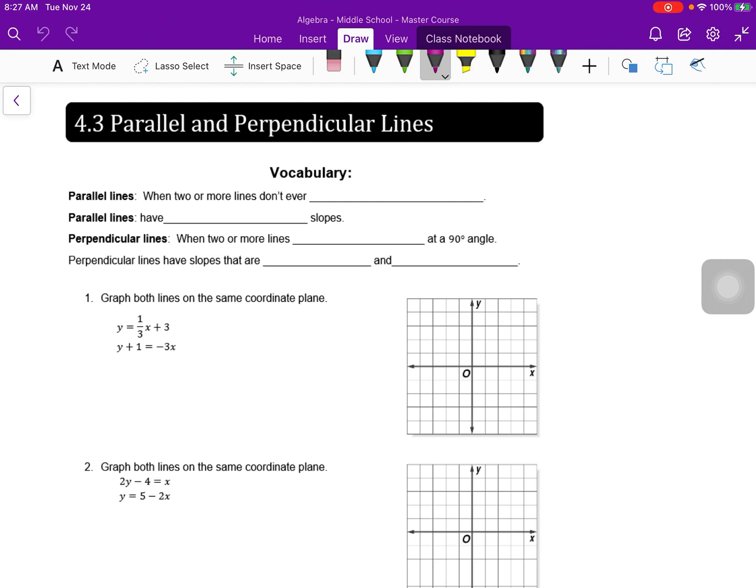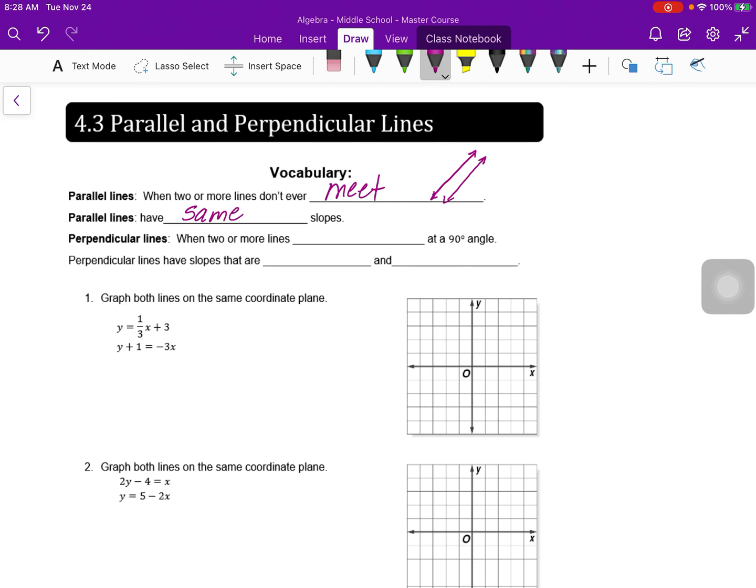So first, let's talk about parallel lines. Parallel lines are two or more lines that don't ever meet. Think of railroad tracks as a good example of parallel lines. Two lines that just keep going on and on forever, but are never going to meet or intersect. Because parallel lines never intersect, they're always going to have the same slope.